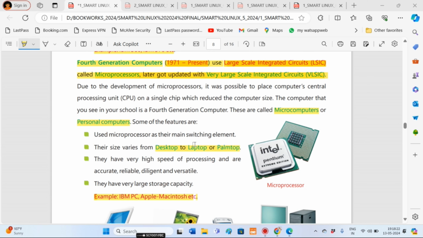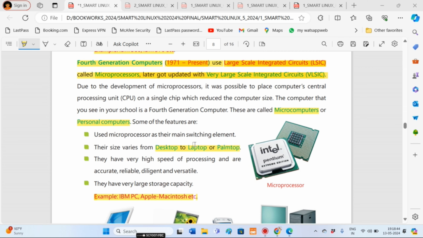Fourth generation computers. They use large scale integrated circuits called microprocessors. Later got updated with very large scale integrated circuit, VLSIC. Okay. The computer that you see in your school is a fourth generation computer. These are called microcomputers or personal computers.